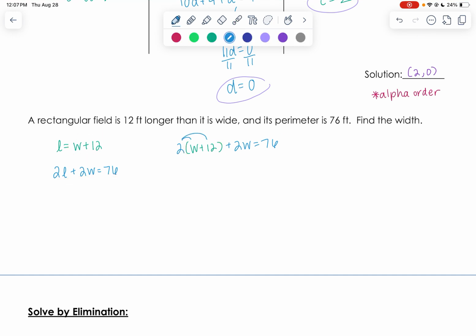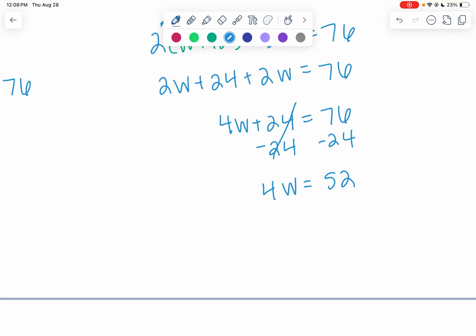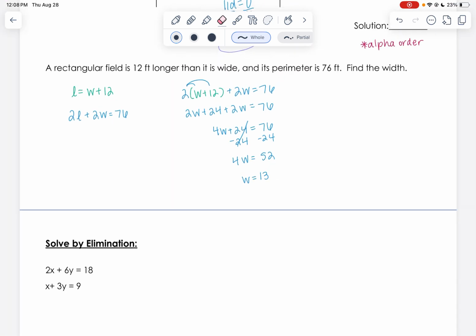And then from here, I'm going to distribute. So 2W plus 24 plus 2W equals 76. Combine like terms, so you get 4W plus 24 equals 76. Subtract the 24. So 4W equals 52. And if you know how many cards are in a deck and how many suits there are, 52 divided by 4, there's 4 suits. There's 13 in each suit. And if you need to do long division, that's fine as well. So W is 13.